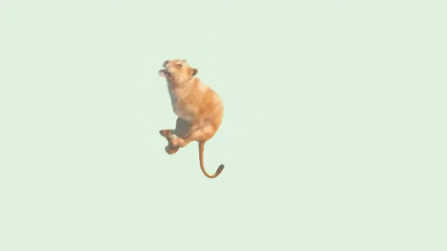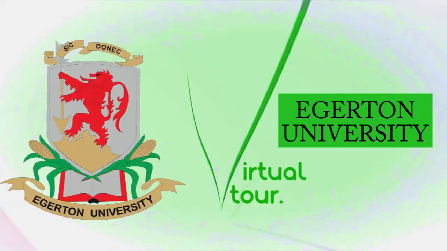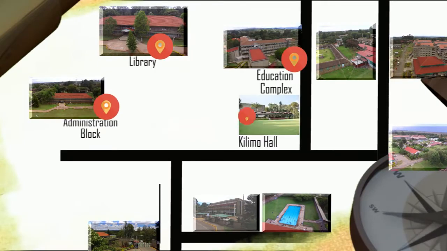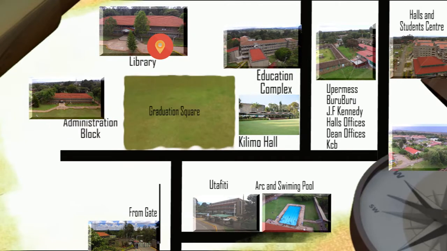Welcome to Egerton University Virtual Tour. Today, we are here at the University Main Library. It is located next to the Administration Room, the Education Complex, Kilimo Hall, and you just can't miss the well-maintained green lawn at the Graduation Square.